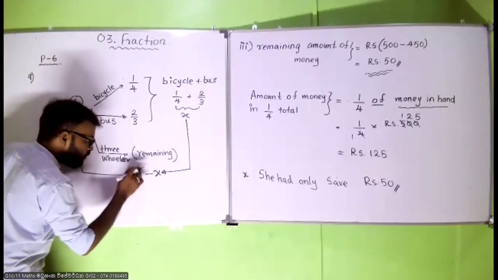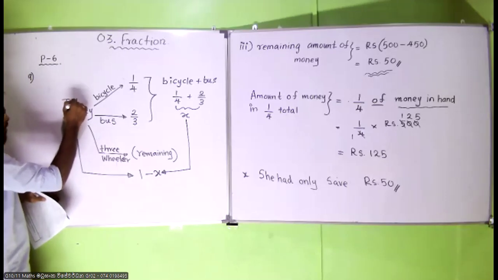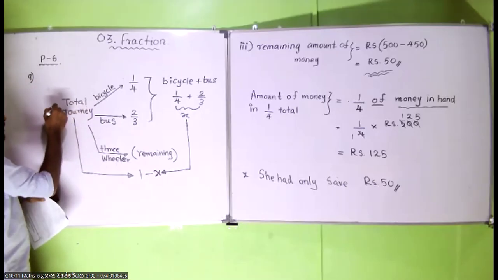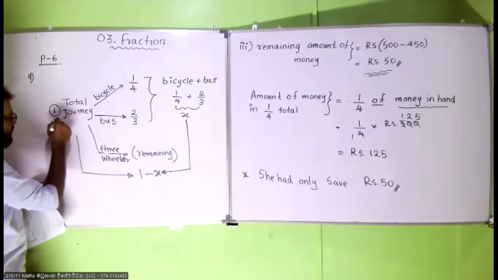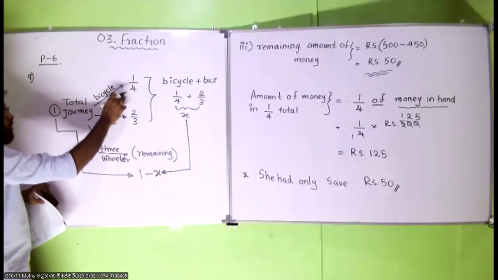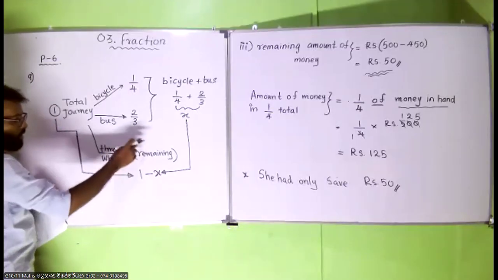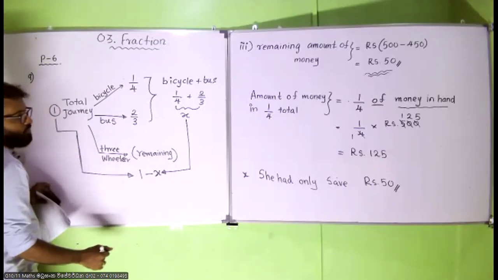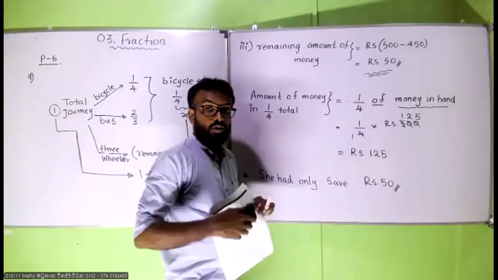This 1 refers to the total journey. 1/4 by bicycle, 2/3 of the total journey by bus, and the remaining portion of the total journey by three-wheeler. So this is the story, in a short and sweet way. You need to understand that.